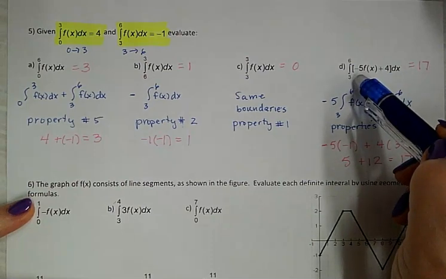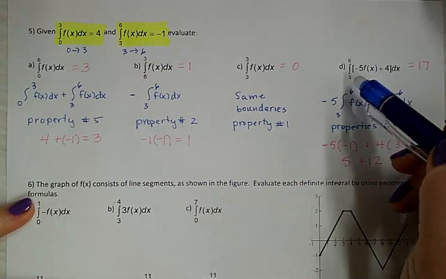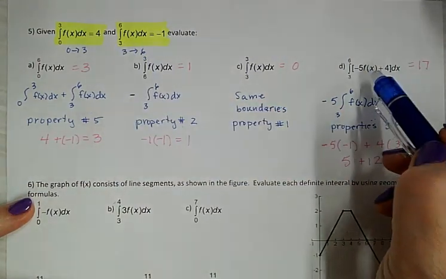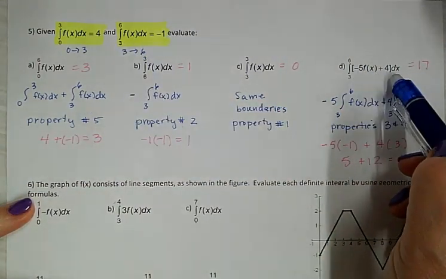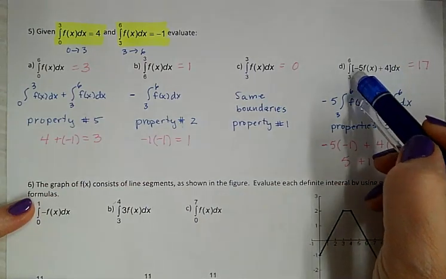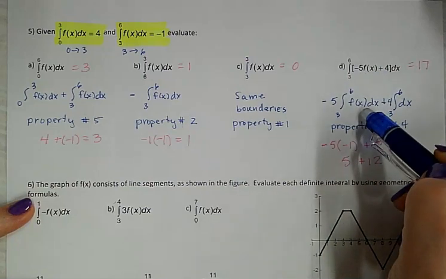plus it also has a constant rule right there. So I split it up because I have from 3 to 6 here, but then I need to look at both of these. So first thing I did was split this up. So I pulled the -5 out, went from 3 to 6 of f of x dx inside. Remember, you have to have the dx there to get credit.